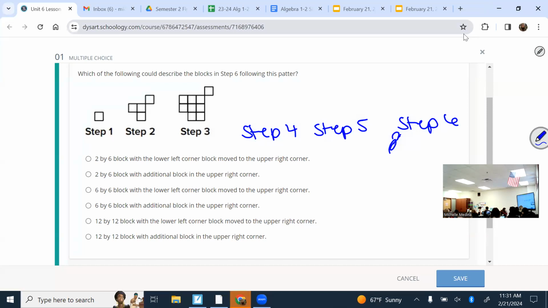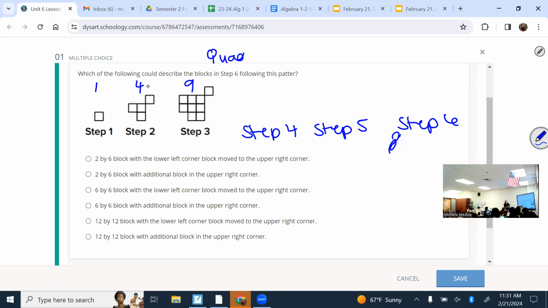So how many squares are there in step 1? How many in step 2? How many in step 3? And what are we noticing? Not exponential, because exponential would be multiplying by the same amount each time. Okay, what's the other thing?